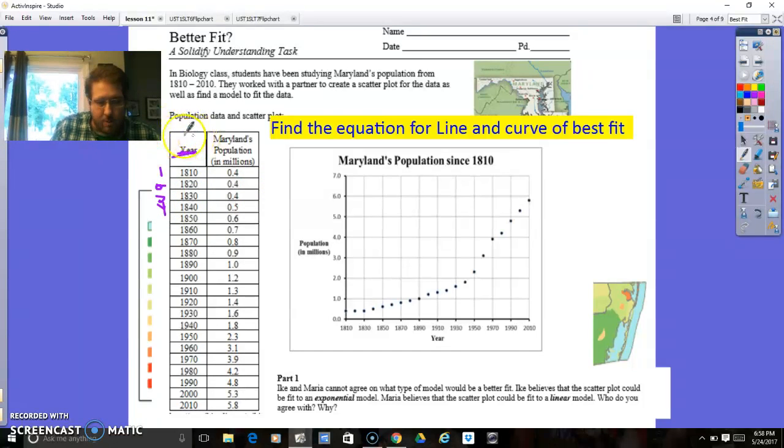So decades since 1800 makes these numbers, these x values from 1 to 21. Then put these numbers in your calculator just like you've been doing in the past. So you go to Stat, Edit, and once you've got all the data in, you're going to go to Stat, Calculate, number 4.